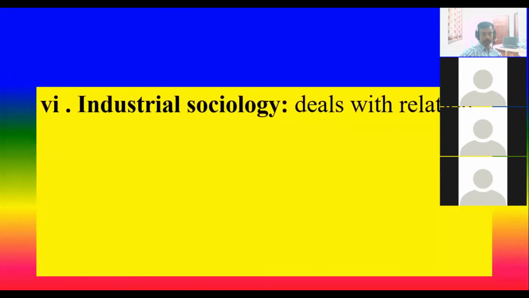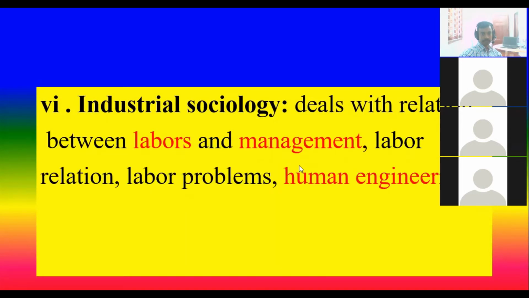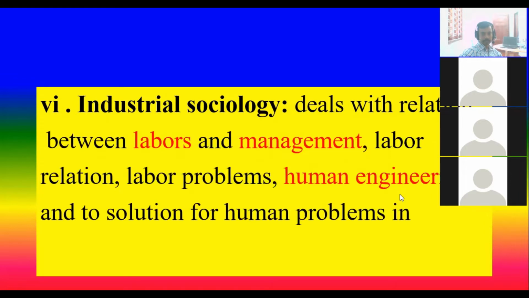Six, industrial sociology. It studies human relationships in industrial areas, mainly labor and management, the relationships among labor, and labor problems. Mainly human engineering is used for the solution of human problems in industrial areas.